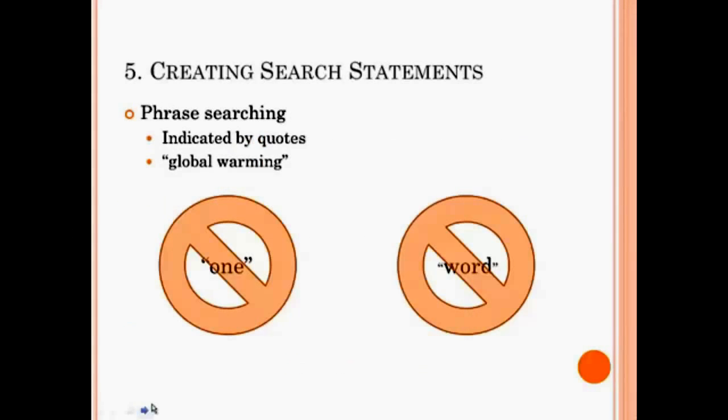Another component of creating a search statement is to use phrase searching, and it's indicated by quotes. You are going to use phrase searching when you have 2 or more words that you want to keep together in a little hug. It's kind of like nesting, but you're going to use it on individual words instead of the whole concept. You never want to use it on one word. However, on a phrase, global warming, for example, you're going to have quotes around that so you can keep it together in a little hug.